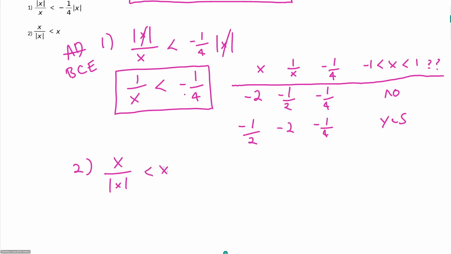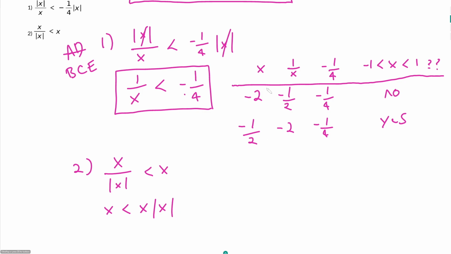So is there anything here we can do to simplify this statement? I cannot divide each side by x because, again, I don't know the sign of x here. I can, though, multiply each side by the absolute value of x if I want to get rid of my fraction on my left side. And I think I will do that just because I prefer not to work with fractions if I don't have to. So x is less than x times the absolute value of x.